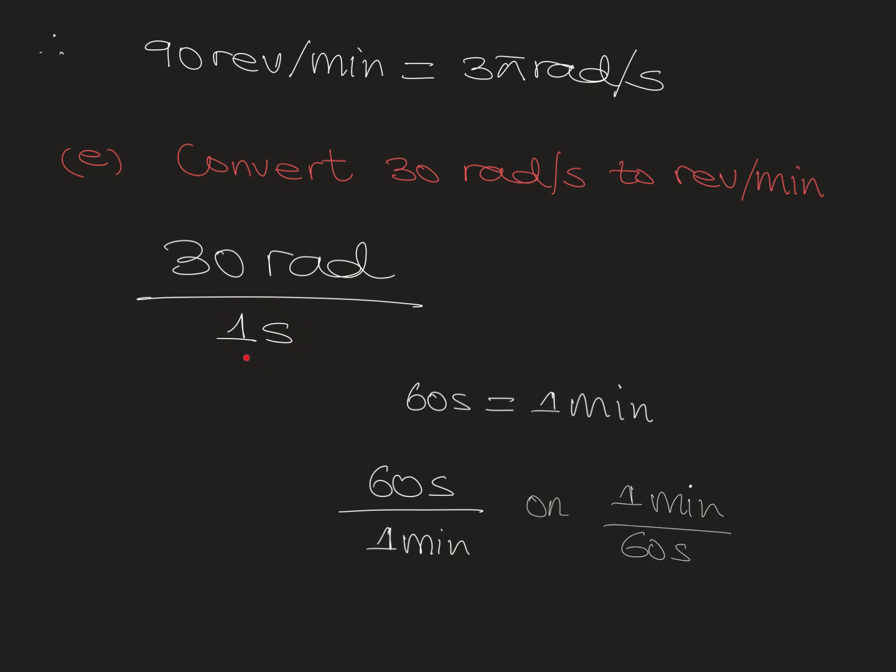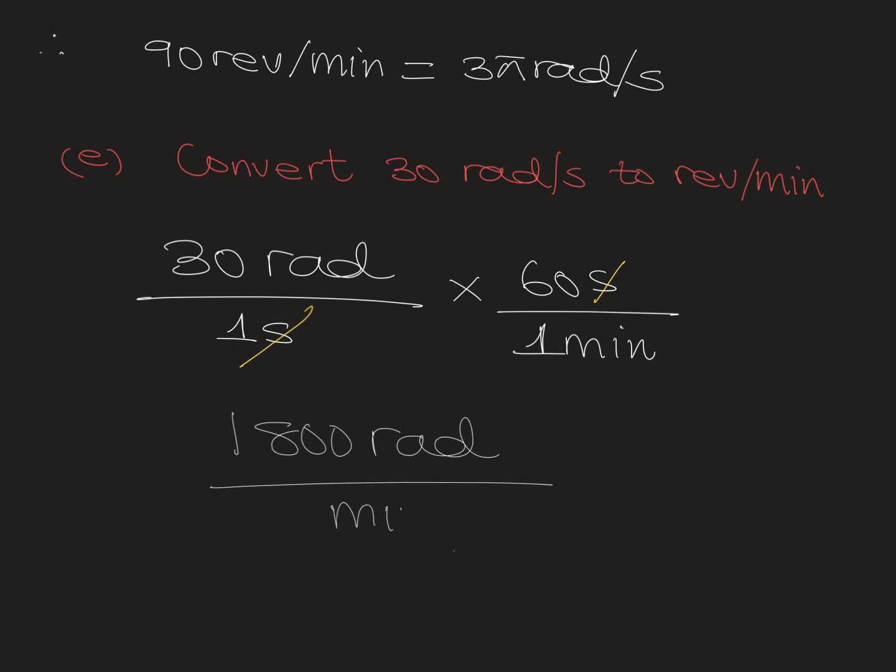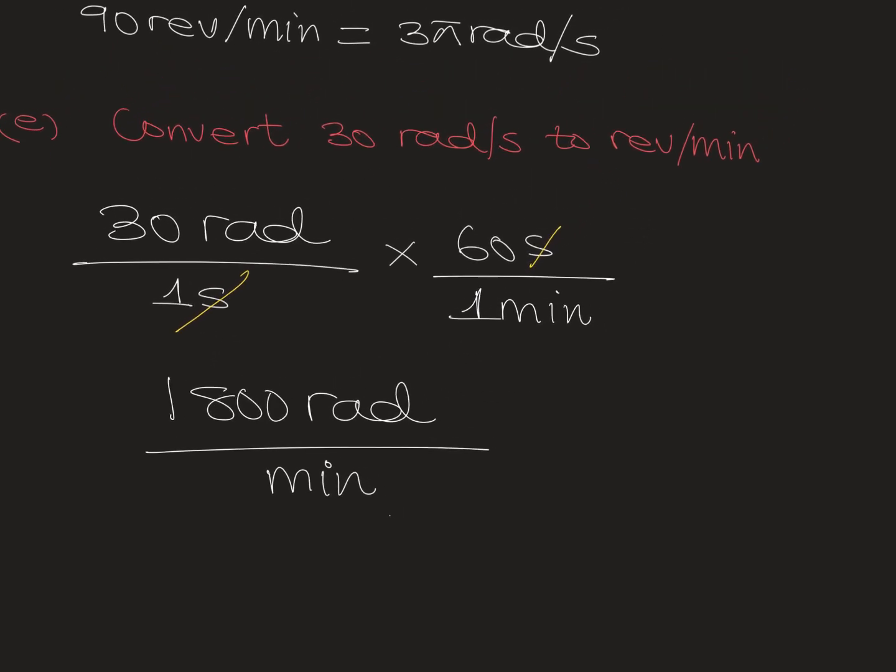Here, seconds is a denominator, so we have to multiply it where we have it as a numerator. So that is going to be this. So it means we're going to multiply it by 60 seconds divided by 1 minute. So seconds will cancel seconds. 30 times 60 is 1,800. So that will be 1,800 radians per minute.